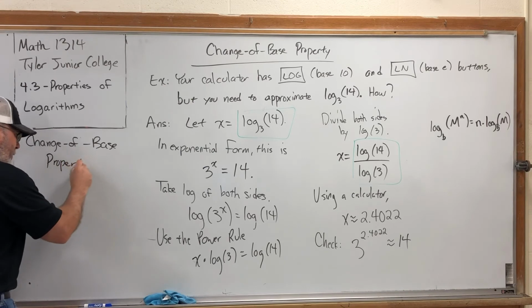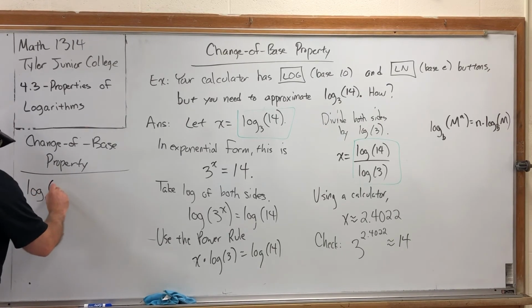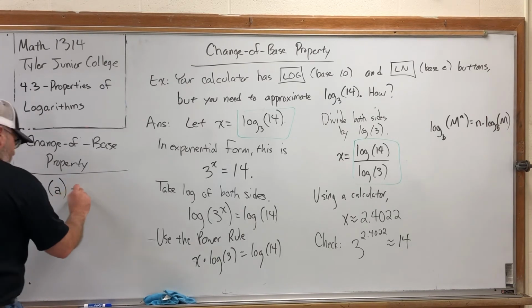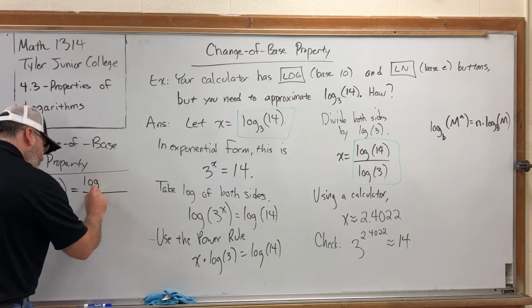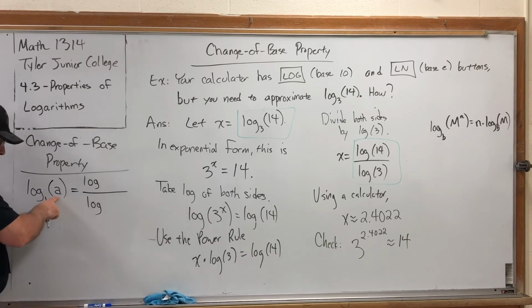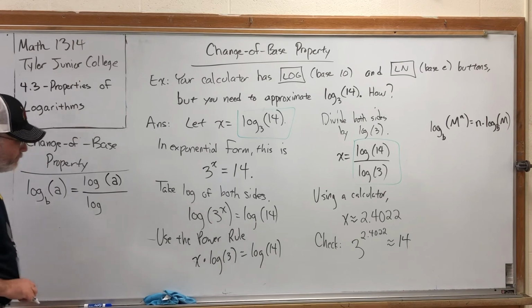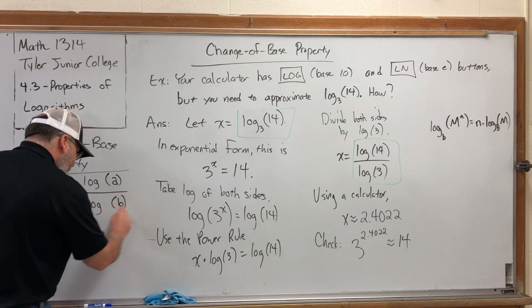The change of base property is real simple. It says if you have any logarithm, any base, so we'll call it base B, any argument, we'll call the argument A, that's a good letter for argument, you can rewrite it as the ratio of 2 logarithms. The original argument is the argument of the log in the numerator. That's exactly what we said over there. The original base is the argument of the log in the denominator.